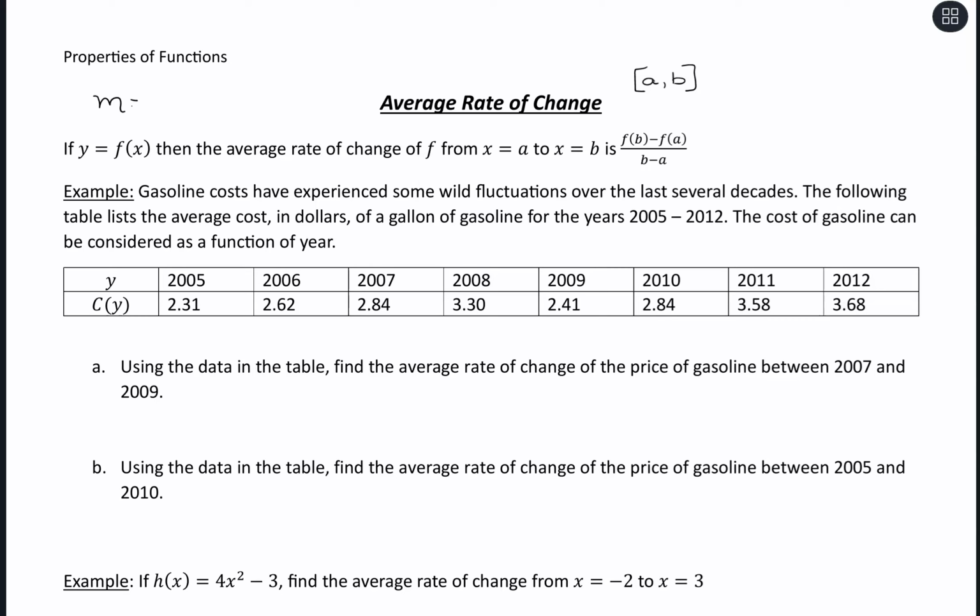It's just we're working with function notation, and in the context of a problem, we can describe this as average rate of change. Okay, so with this table, what we're seeing is information about the average cost of gasoline in dollars based on the year. So using the data in the table, find the average rate of change from 2007 to 2009.